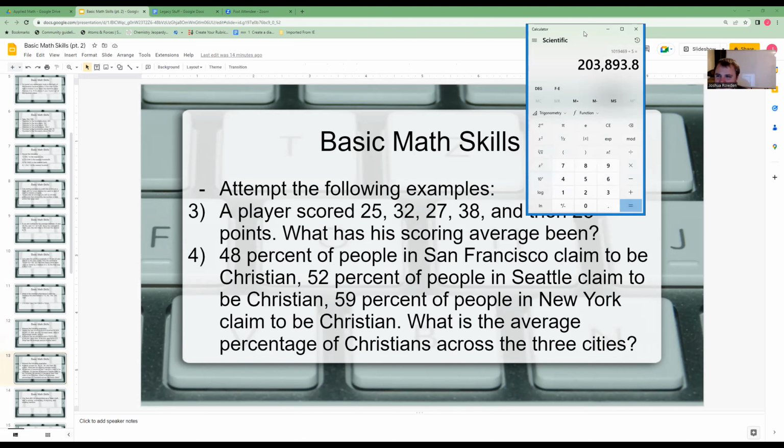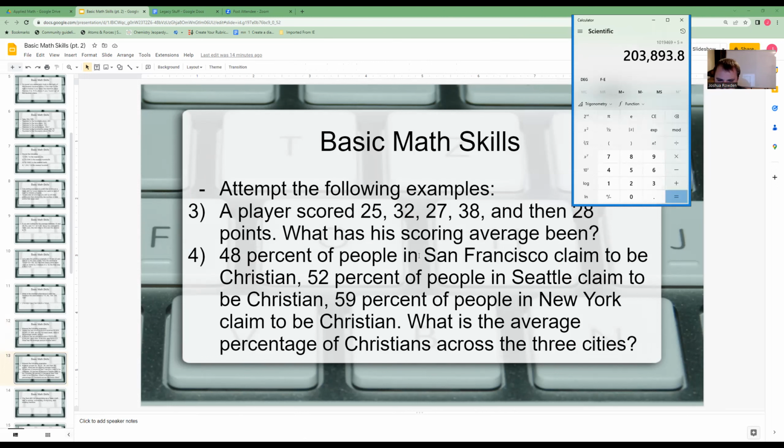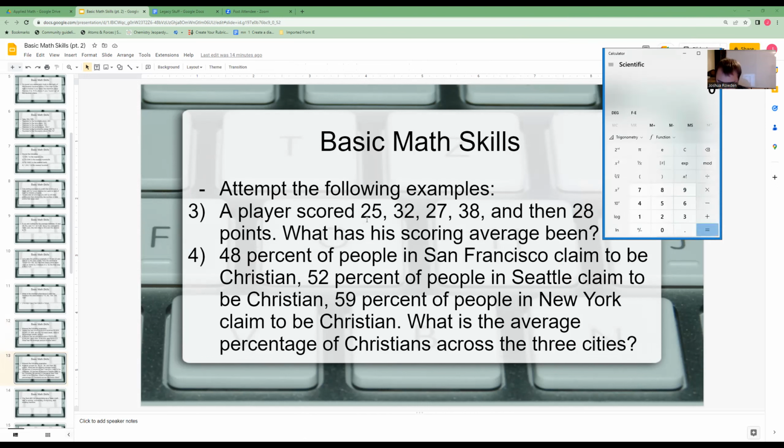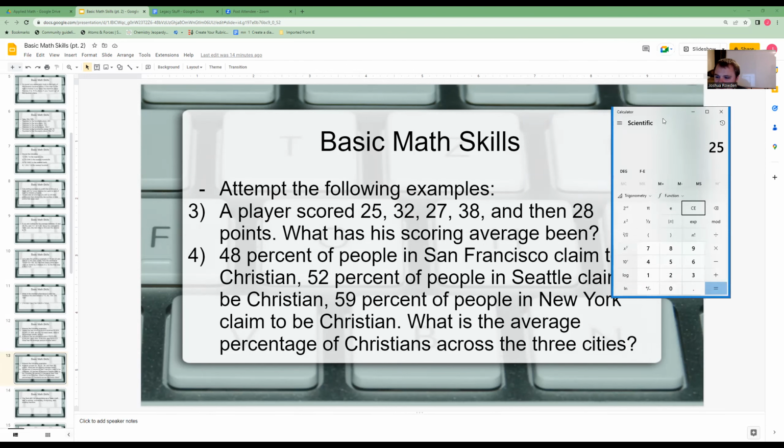All right, next up. So again, let's pause, try this yourself, see what you get, press play, double check what I did. All right. Okay, so I'm assuming you've done this yourself. So a player scores 25. Let me slide this down. So player scores 25.